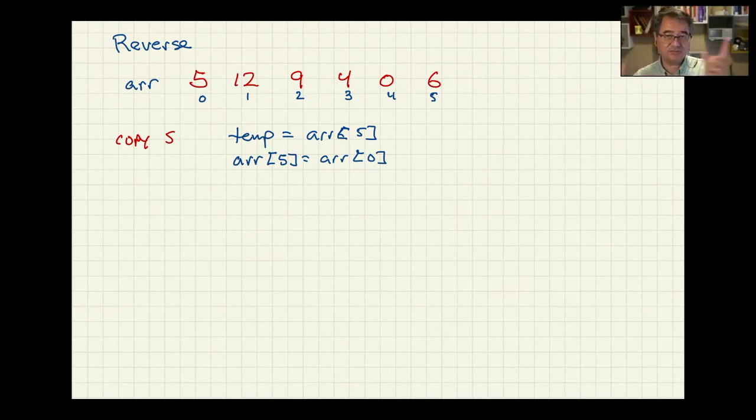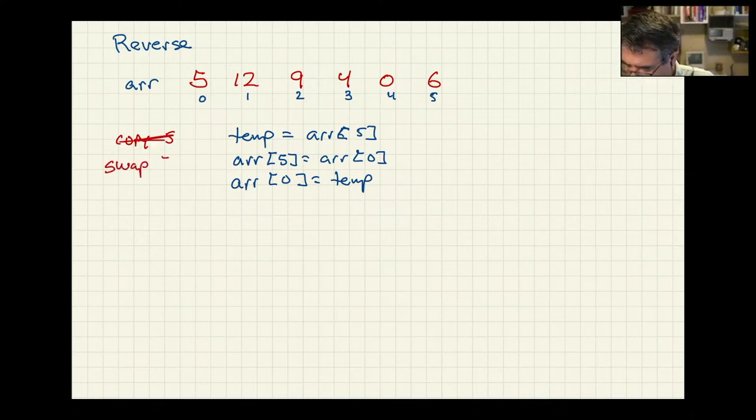Well, basically I'm going to swap the 5 and the 6. So this is not really copy the 5. This is actually better described as swap 5, 6. So now we've got the 5 and the 6 swapped. Maybe we can do the 12 and the 0. We can just work our way towards the inside, towards the middle of the array.